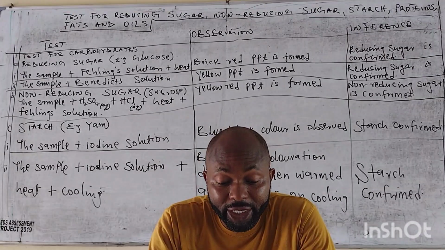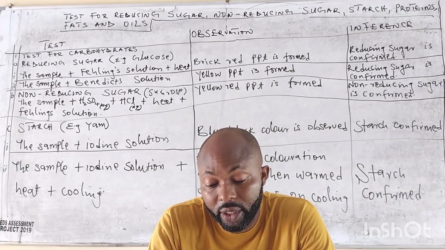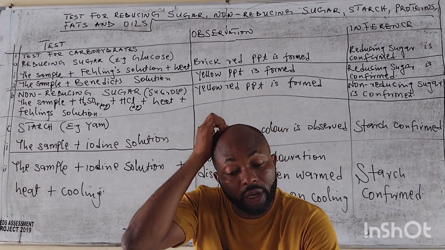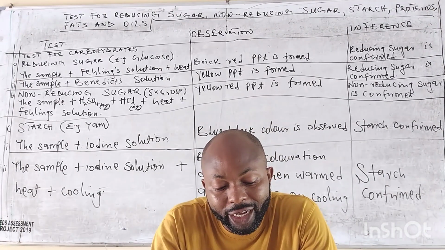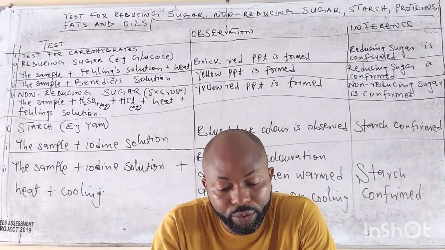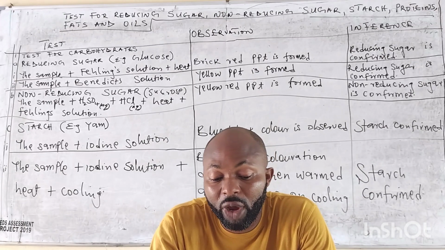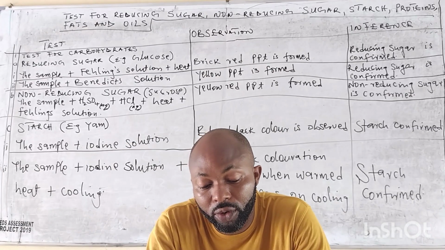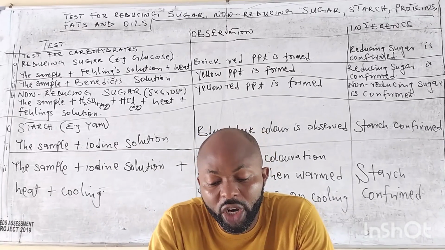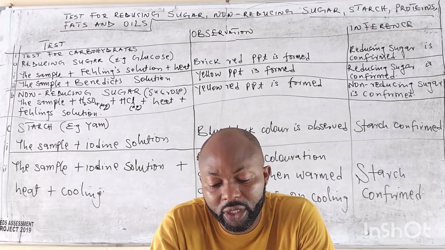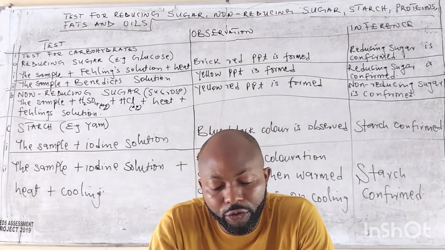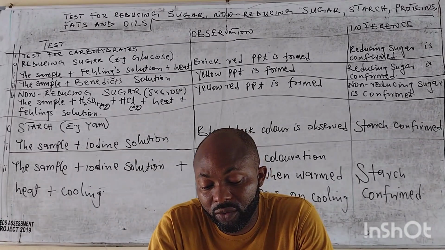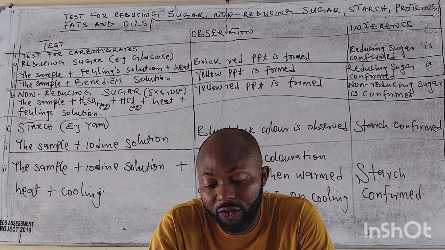The sugar is divided into reducing sugar, for example glucose, fructose, maltose, etc., and non-reducing sugar, for example sucrose. Disaccharides, for example maltose and sucrose, can be hydrolyzed with dilute H2SO4 or HCl on boiling to form two monosaccharide units. That is the hydrolysis process. For example, sucrose, if you heat it, gives glucose and fructose.